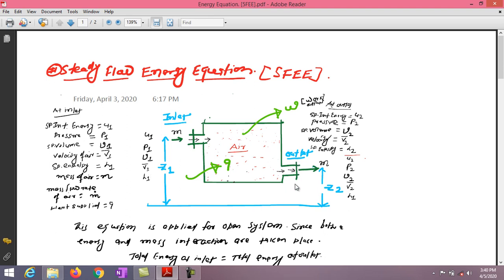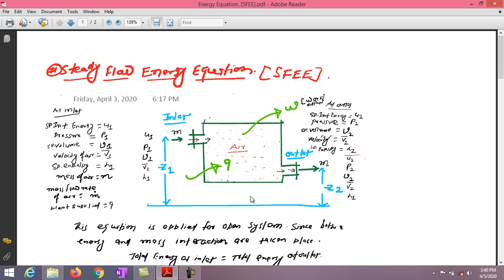Similarly, this is the outlet. The same quantity of air, that is m kg of air, enters inside the system, and the same quantity, m kg of air, exits from the system. This is the output of the system. At an exit, these are the properties. This is U2, the specific internal energy. P2 is the pressure. Small v2 is the specific volume. V2 is the velocity. This h2 is the specific enthalpy. These all are properties of air at an exit, that is, an output of the system. This is the exit outlet of the system.